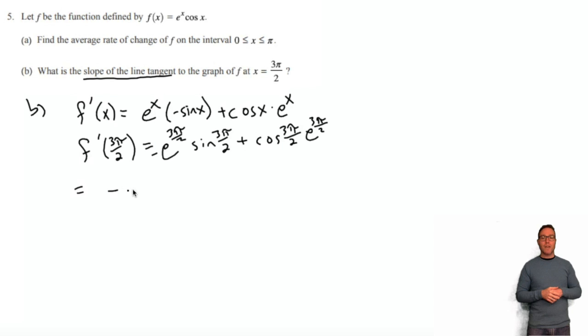So I think I'm going to factor out negative e to the 3 pi over 2. Okay, and factoring out that negative will change that middle sign to a negative also. Negative times a negative is a positive, so it's going to be something minus something.